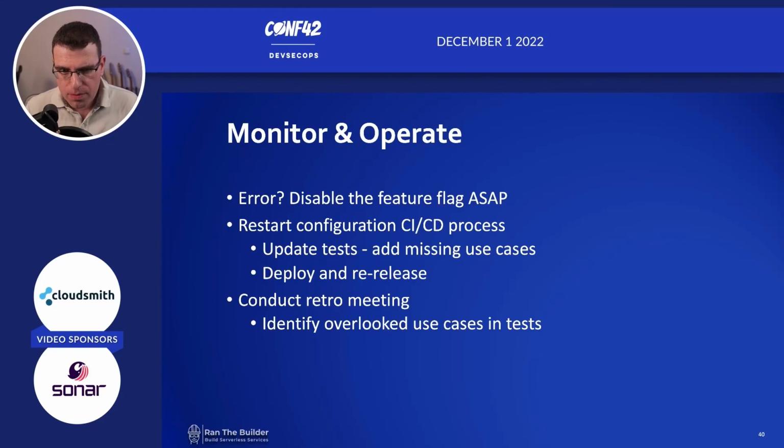Now, what happens if for some reason, at some later time, you do have some errors in your feature, right? Things that you didn't find in the tests? Well, you should disable the feature as soon as possible and run the configuration CI/CD pipeline again. You should update the tests and add the missing use cases and just do the whole thing again, just deploy and re-release again. And I suggest that you also do a retro meeting where you identify how come you missed those use cases in the test, how come you had this bug in production.